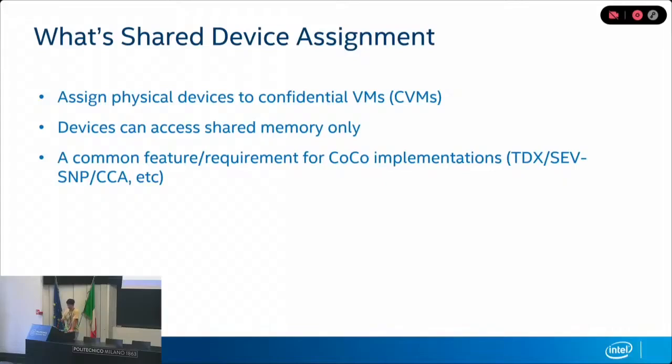So we are from Intel, and we're working on TDX, but this feature is a common feature for confidential computing implementations. For example, TDX, SEV-SNP, and the CCA. Actually, the AMD folks and ARM folks joined the discussions in the mailing list and reviewed our patches. So we together shaped the solution into its current form.